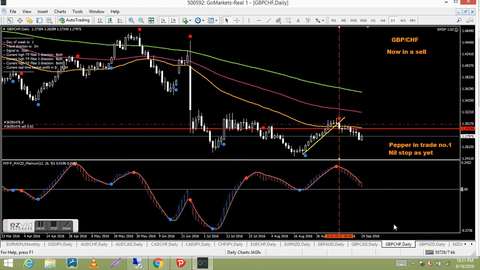Pound Swiss franc. Sell, stops really tight on the Go account. Pepper's in a trade, no stop on Pepper yet. If it gets down here, I'll move it down to break even.